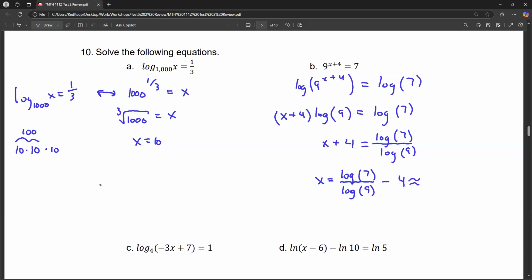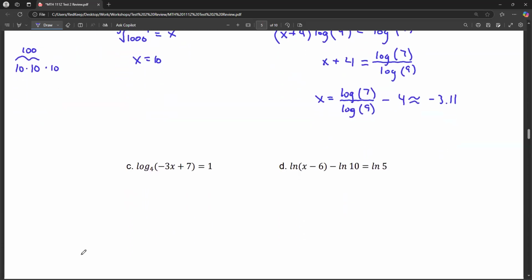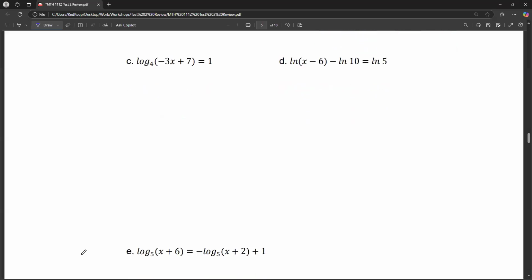So let me see if I have a good result for that. I think I punched this into my calculator before, and I believe I got negative 3.11. All right, let's go on to part C. Okay, so part C.